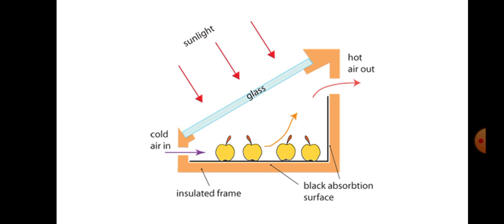This is the principle: the base is insulated with foam, and the top also, and in the base there is a black absorption surface which absorbs radiation. Hot air is removed from the top, and in the bottom cold air is entering, so that airflow is maintained, and with the help of sunlight the food which we kept in the solar dryer is dried.